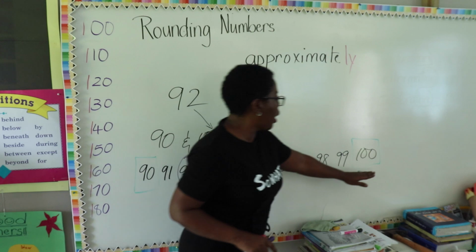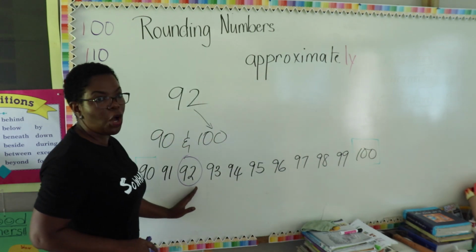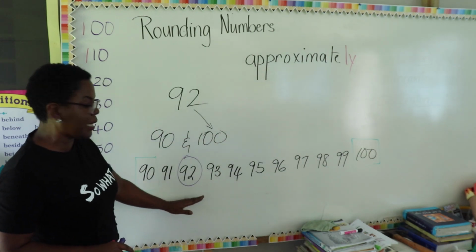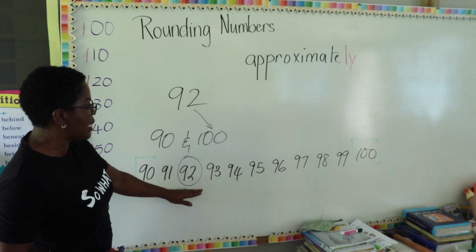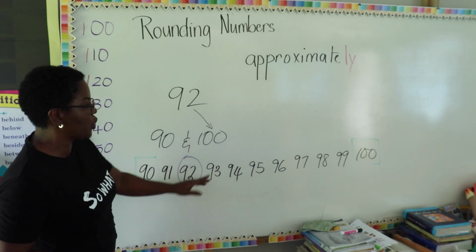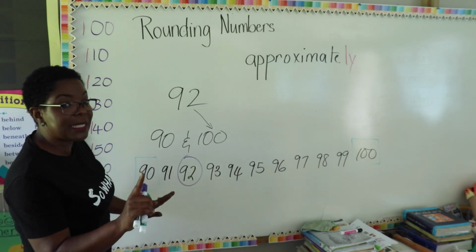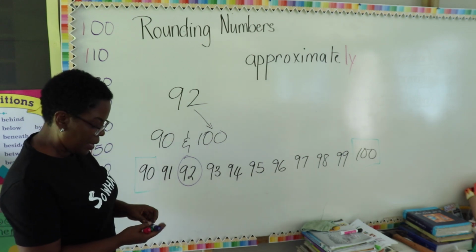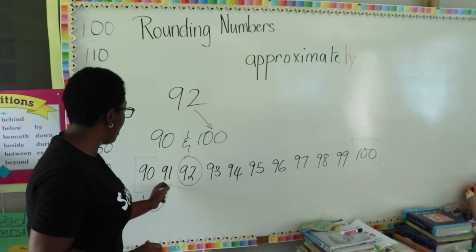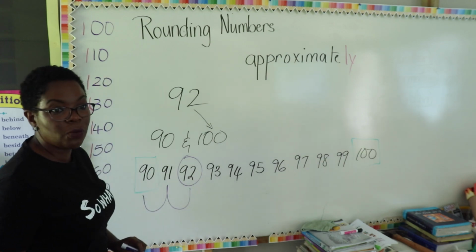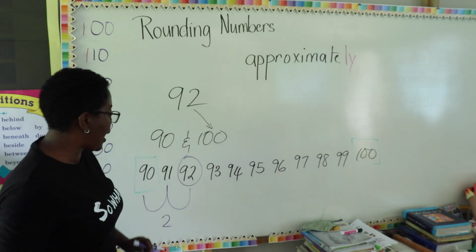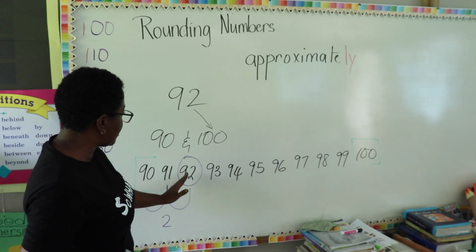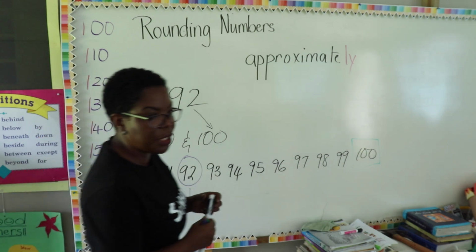90, 100. This is the number we're trying to approximate, right? So 92. And he says 92 is closer to 100. And some persons are saying no. So let's do hops. Let's hop. One. Two. How many hops did we make? Two. All right. So we're going to hop from 92 to 100 to see if the journey is closer.